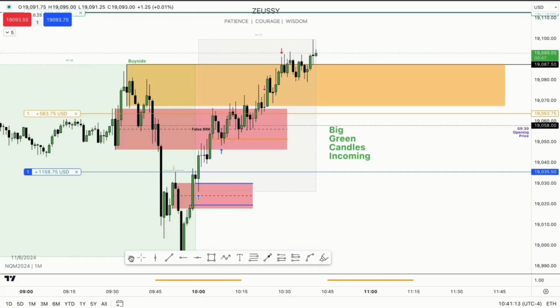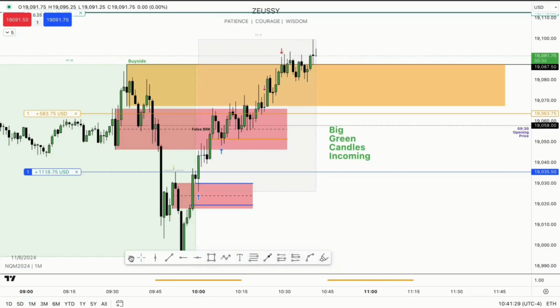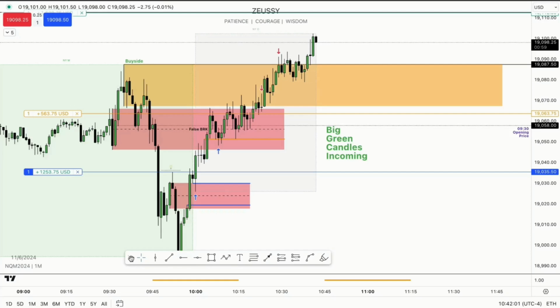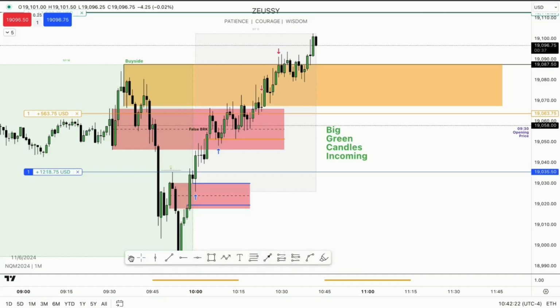Notice how we formed an indecisive candle right here. When we form an indecisive candle like that, we immediately should draw our eyes towards the high and low of that candle to see how we will react off those levels once we trade above or below them. Notice that we now closed above that candle with respective high, so I'm monitoring to see whether or not continuation will take place.